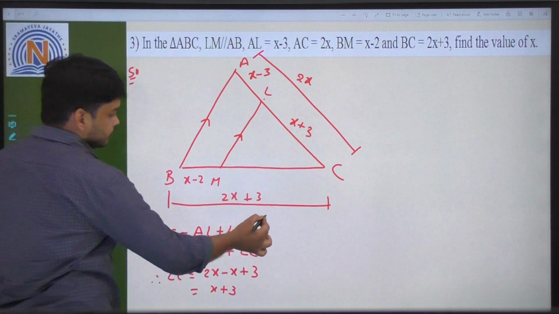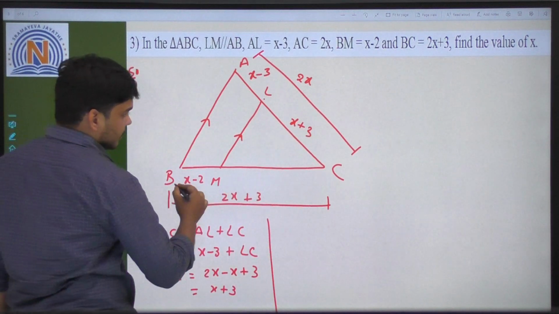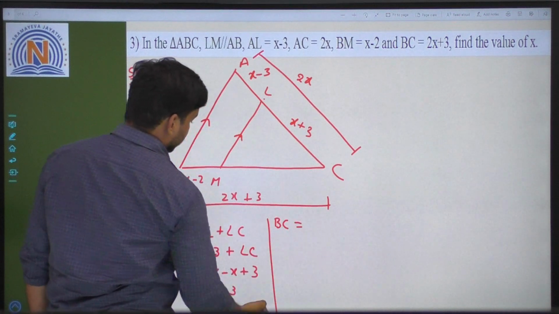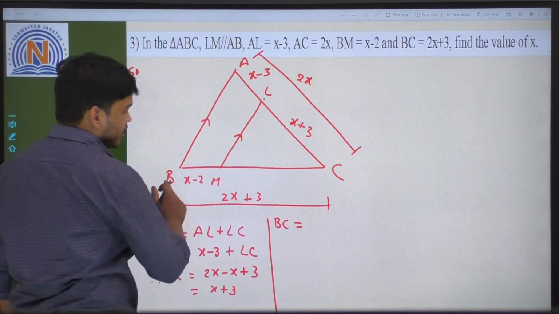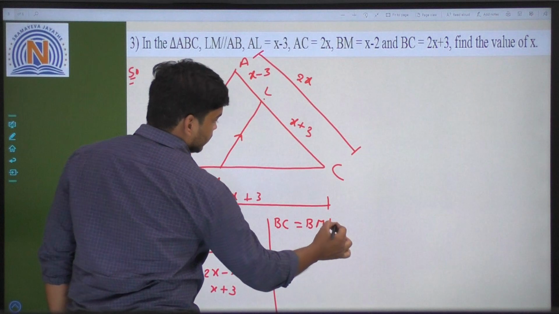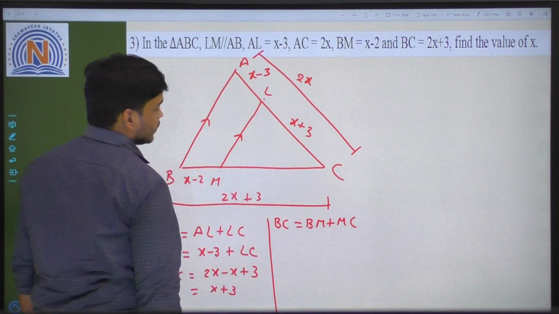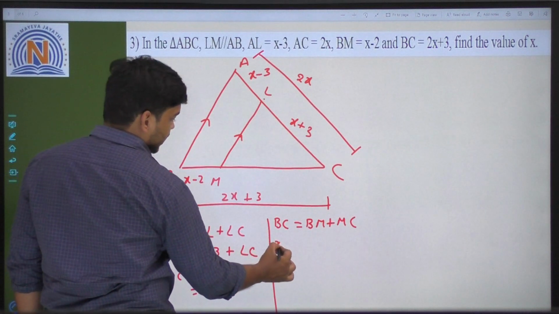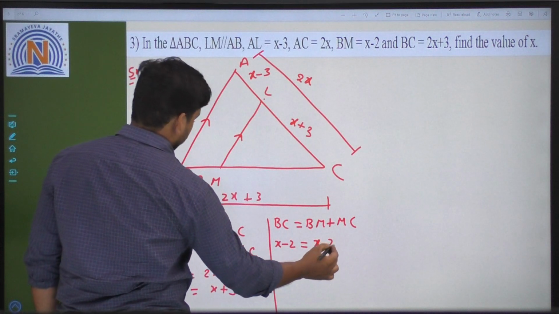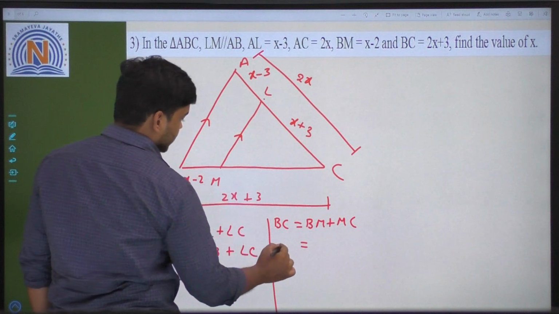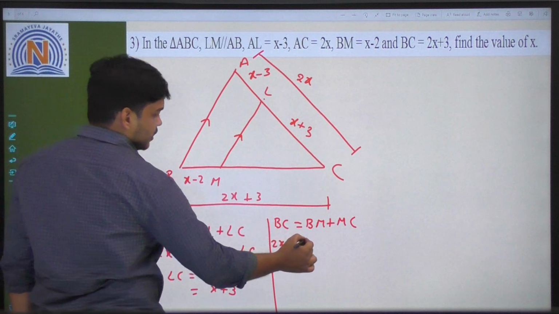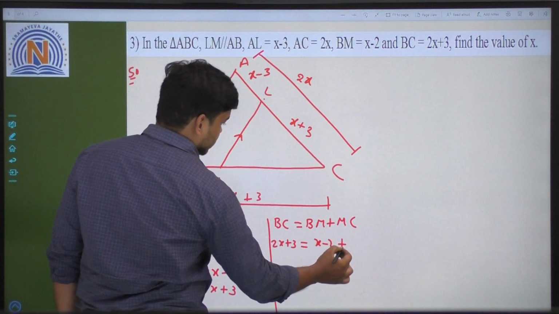Now coming to MC. BC is given, right? So total BC is equal to BM plus MC. BC is equal to 2x plus 3, which is equal to BM, x minus 2, plus MC.